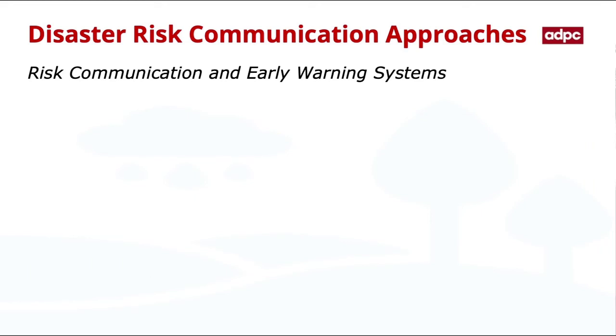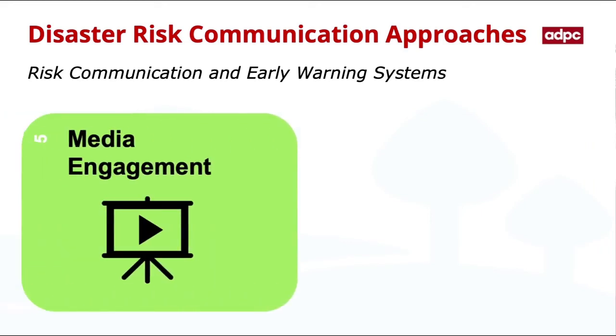The fifth element is about media engagement. The media can usually communicate about risk at scale. Technical experts, media professionals, and governments should therefore work together to provide open and transparent risk information. This will significantly enhance risk communication by enabling productive public dialogue based on accurate and reliable information.